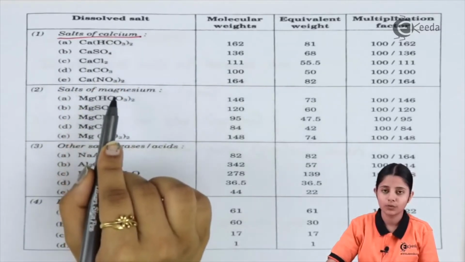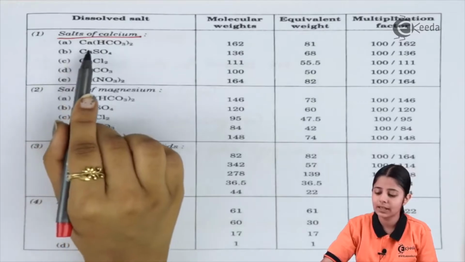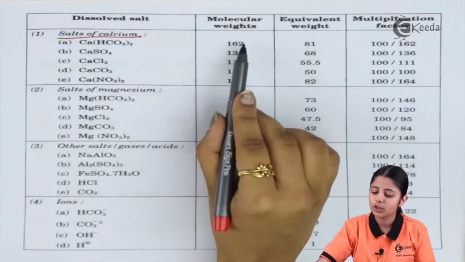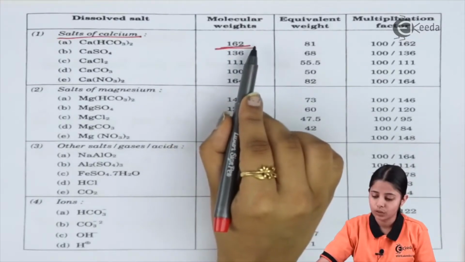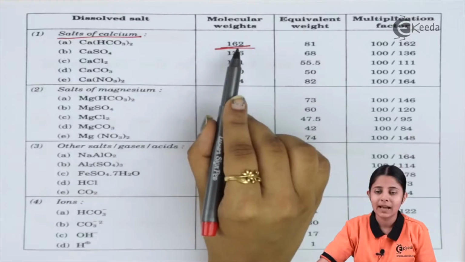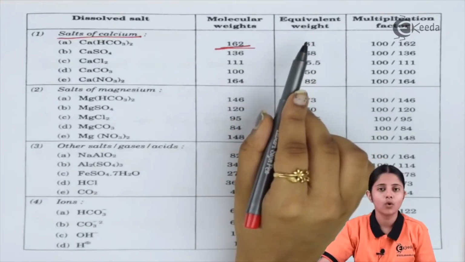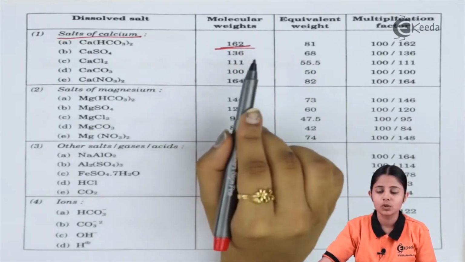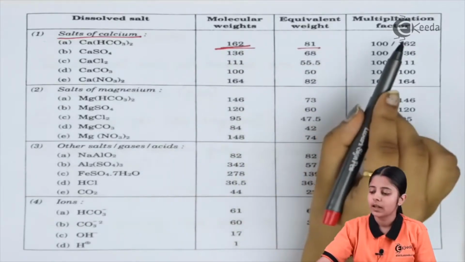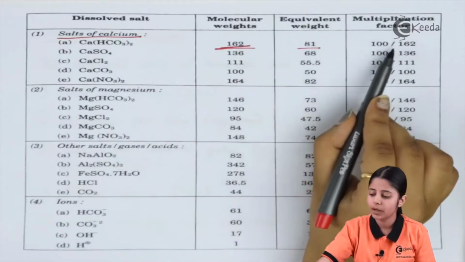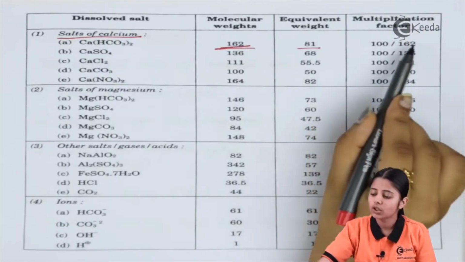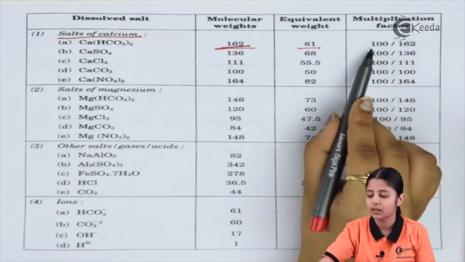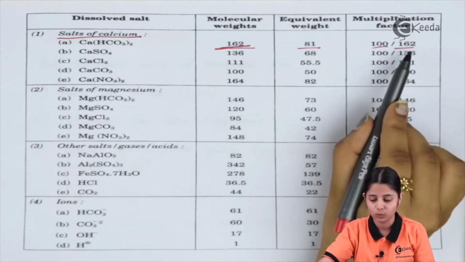So I have 5 salts of calcium, starting off with Ca(HCO3)2, that is calcium bicarbonate. The molecular weight of calcium bicarbonate is 162. Now this 162 will have an equivalent weight of half of what it is. So 162 divided by 2 will give me 81. And the multiplication factor will be 100 by 162. If I want to reduce this multiplication factor, I can also reduce it to 50 by 81, where I divide 100 by 2 and also 162 by 2.